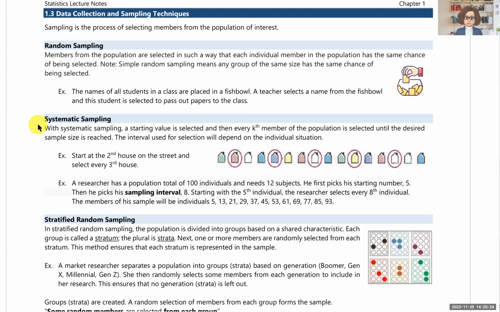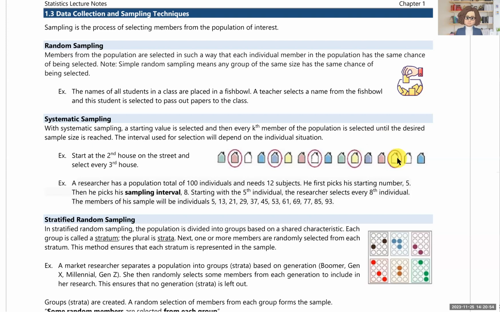All right, our next technique is called systematic sampling. With systematic sampling, we pick a starting value and then establish an interval on which we collect our data. So in my example here, we have a row of houses, and we start at the second house, and then rather than stopping at the whole population of houses on the street, we're stopping at every third house.